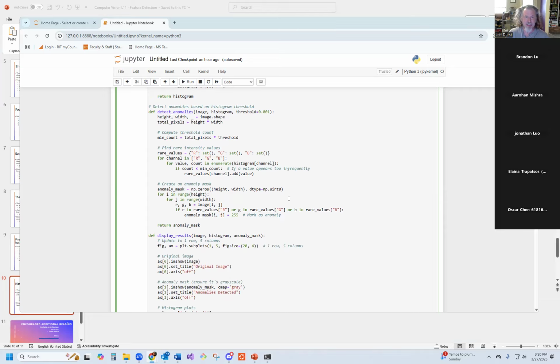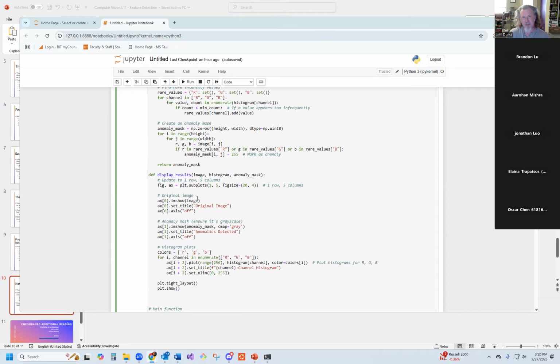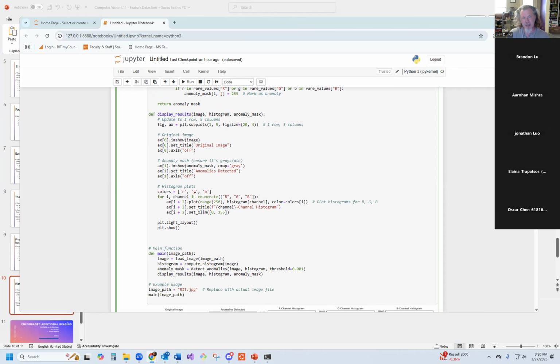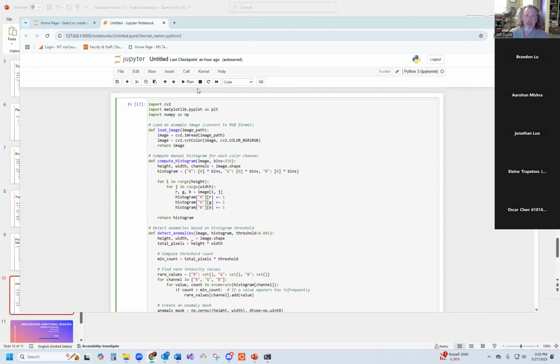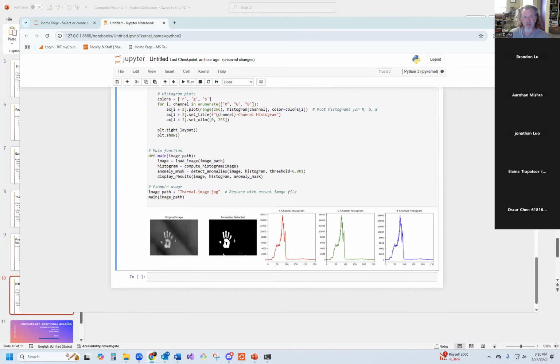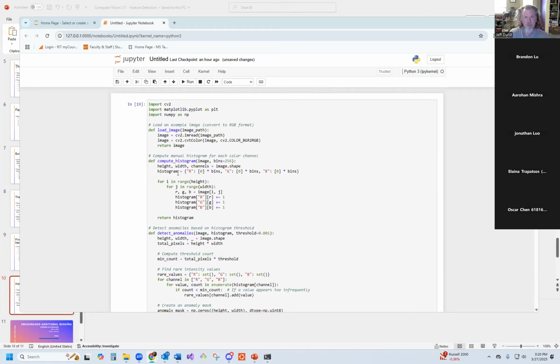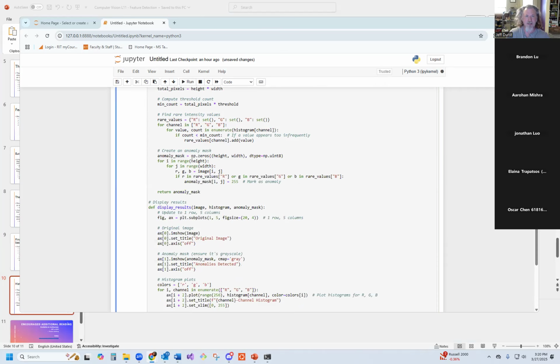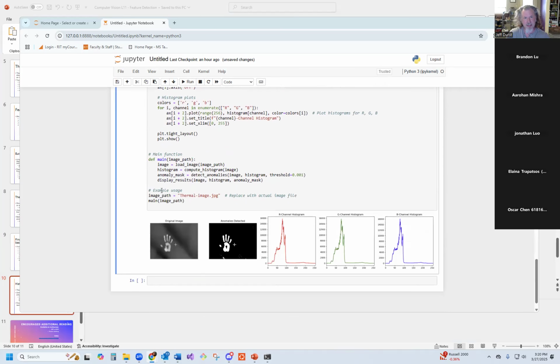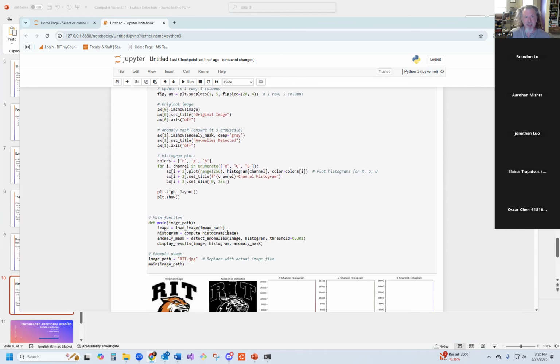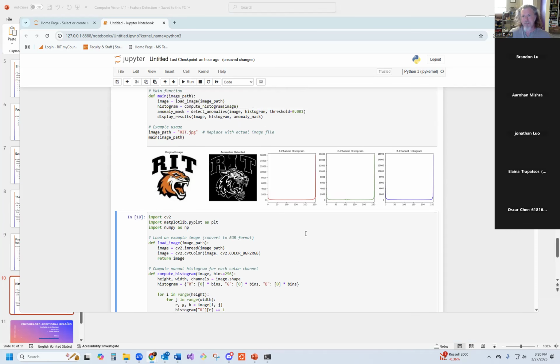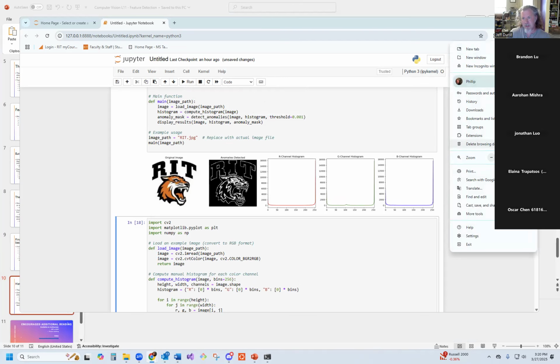And then to detect anomalies, we've set this threshold, and that's something we can tinker with to get more or fewer anomalies detected. And once we find those, we can flag them as anomalies. So if we run this code with our RIT Tiger, we get this output. Let me zoom in a lot.